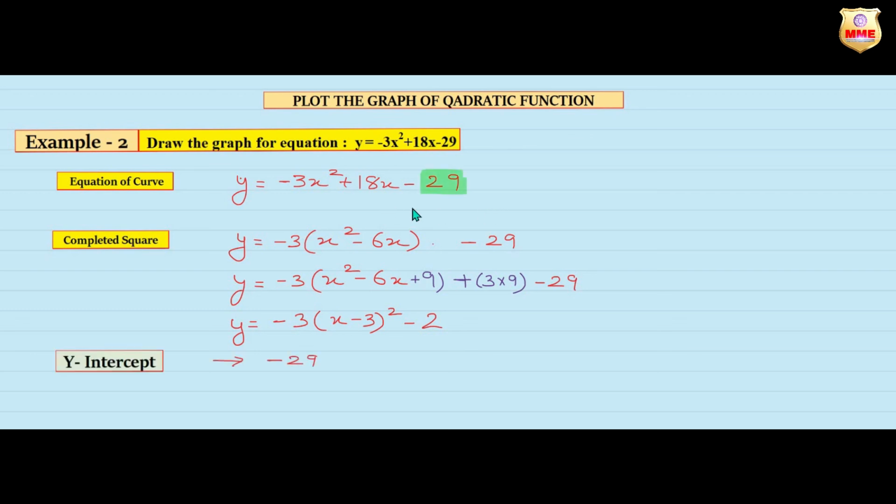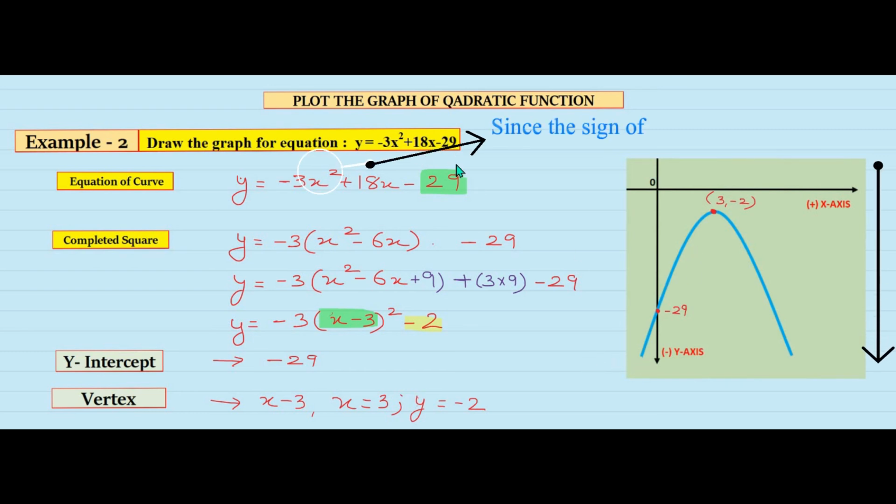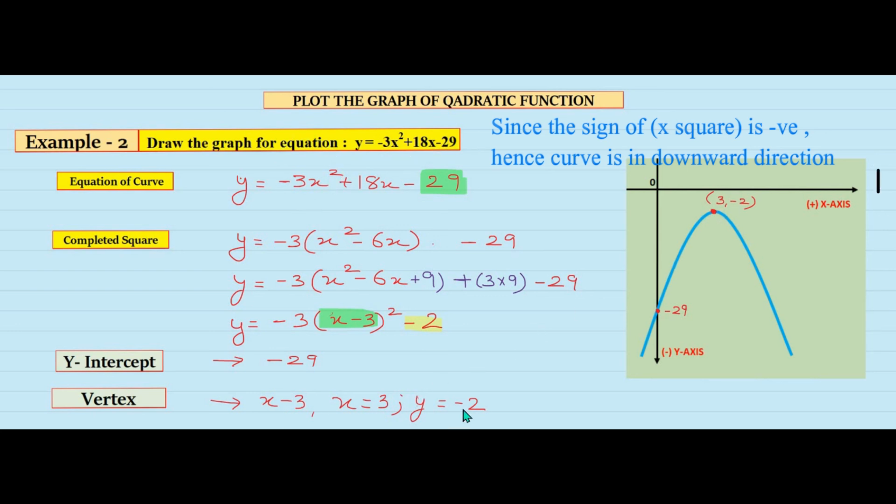Now the y-intercept can be directly seen here, and that is minus 29. The x-coordinate of the vertex can be found from here, that is x minus 3, so the x-coordinate will be x equal to 3. Similarly, the y-coordinate will be y equal to minus 2 from this equation. So friends, as you can see here, we have already drawn the graph for this equation, where the vertex is 3 and minus 2, which we have taken from here, and the y-intercept is minus 29, as you can see here.